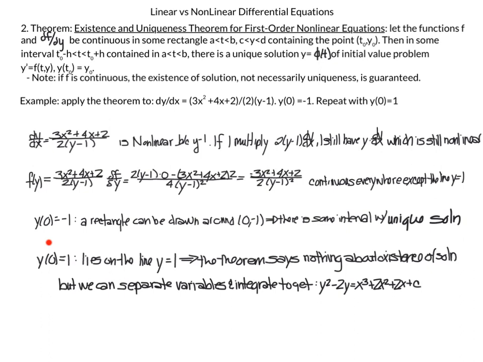When we consider y0 equal to 1, something different happens now, because now we're at y equals 1, which is where this function is not continuous. So it lies on the line, and the theorem says nothing now. Because it's not continuous, we cannot apply this theorem. So the theorem says nothing about the existence of a solution. So it's important you realize that if df/dy is not continuous, it doesn't mean there's no solution, it just means the theorem has nothing to say about it.